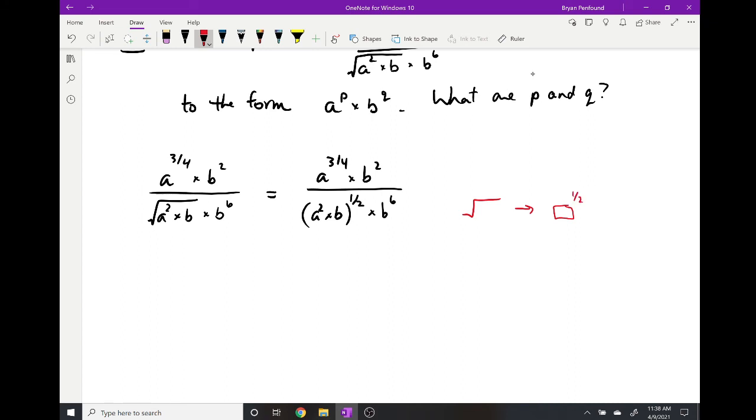Okay, so that's our first step. We're going to convert that root into this. We're going to keep the same base. So the base, or the radicand in this case, is a squared times b. I'm going to keep that as the base and raise it to the power of 1/2. And now that everything is expressed as a power, I can use my power laws. So I can distribute that 1/2 through the brackets over this multiplication.